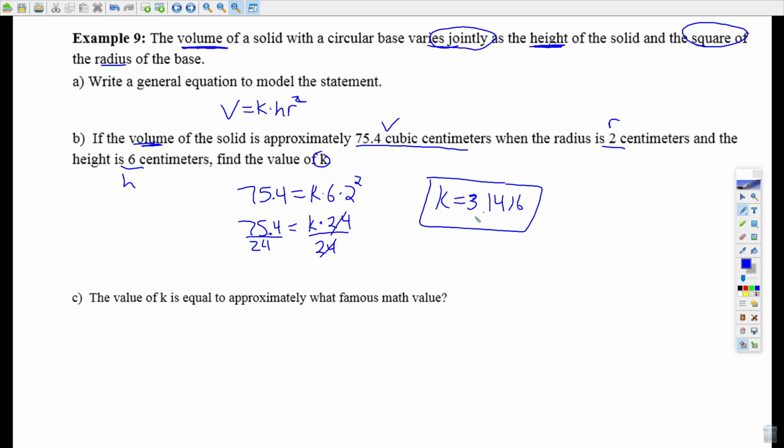So that should look familiar, hopefully. The value of k is approximately equal to what famous math symbol? This is really close to what symbol? 3.14 is pi. And it should be.